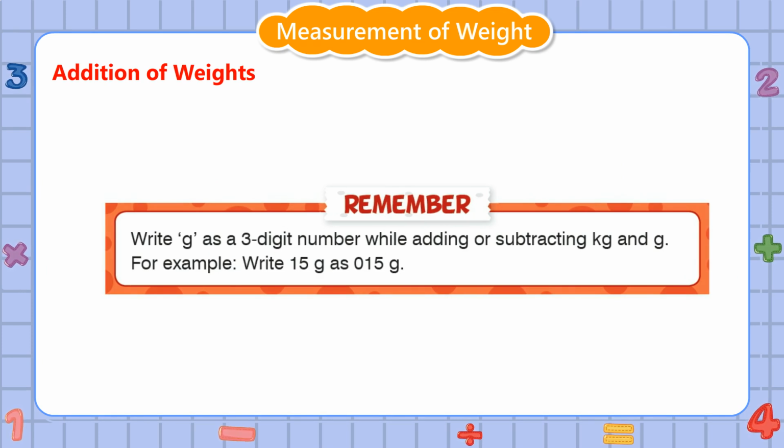Remember, write gram as a 3-digit number while adding or subtracting kilogram and gram. For example, write 15 grams as 015 grams.